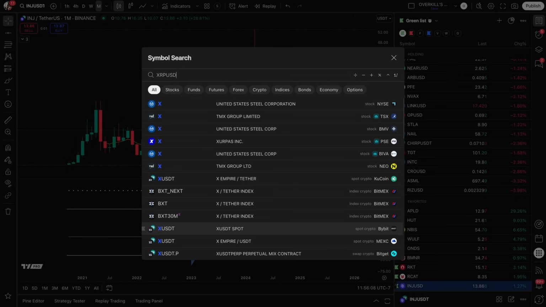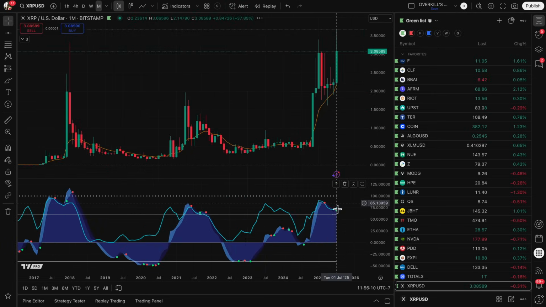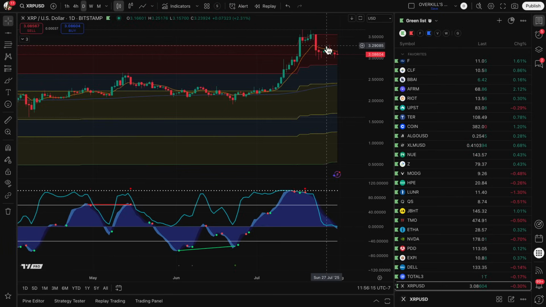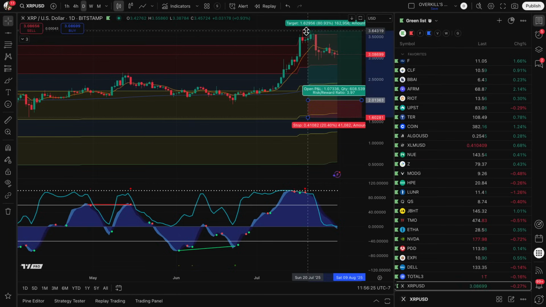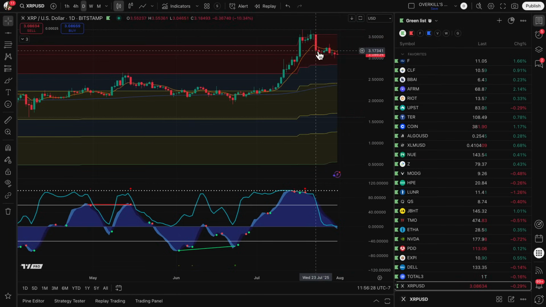HBAR, XRP. Did we cover XRP? XRP's got a green dot as well. It's absolutely ripping here, so it's in the red zone though. So personally, I am not interested in it. I was interested down here at $2, but up here at $3, I'm not interested. Because again, if you guys would have bought at $2 when we were looking to buy this thing, you're up 80%.